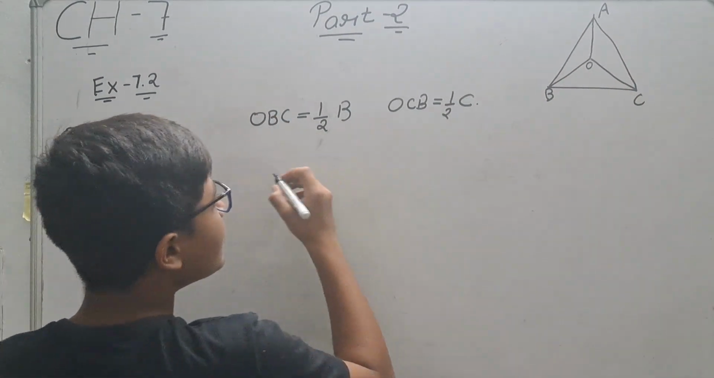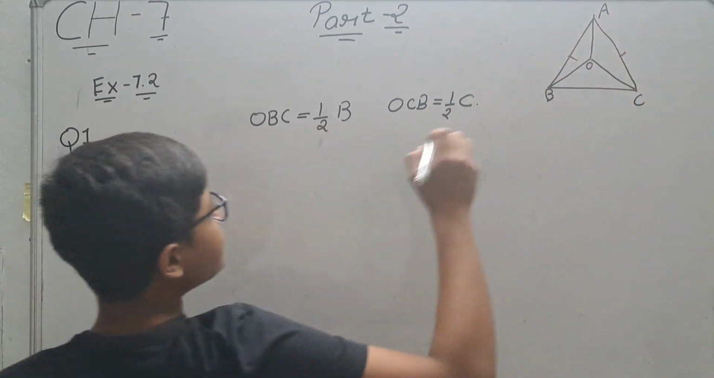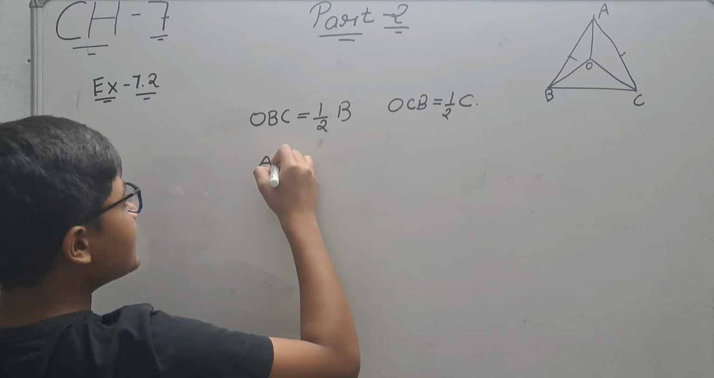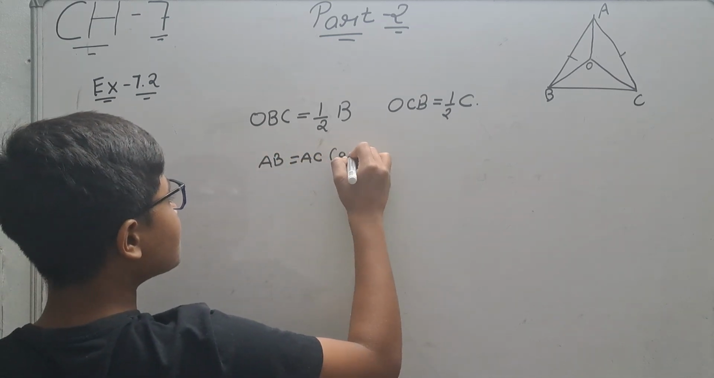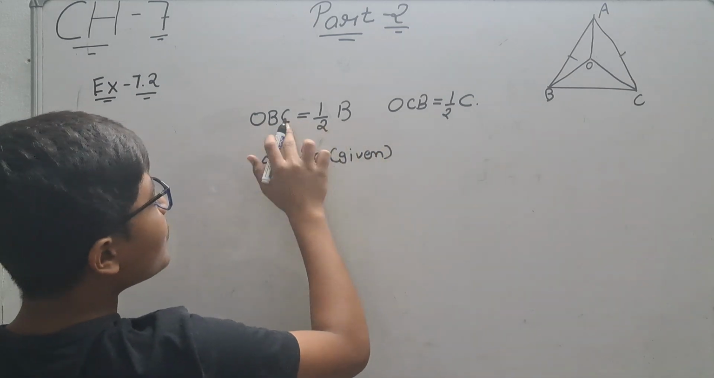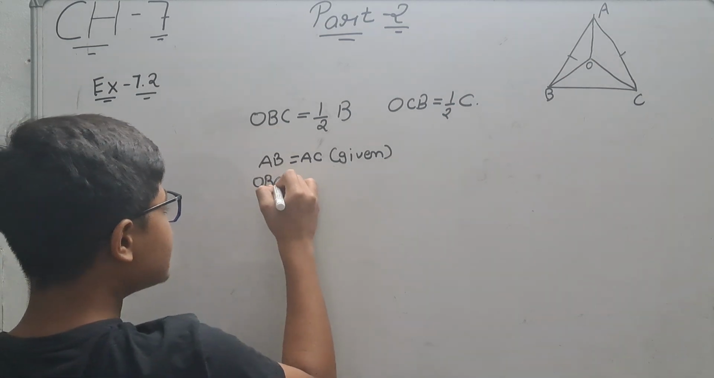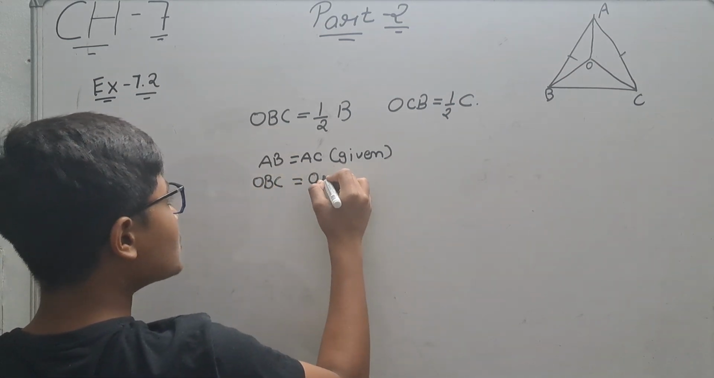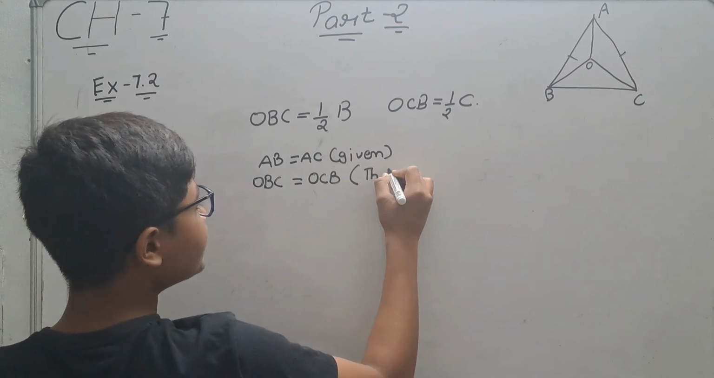So how will we prove? In the question it is given that AB is equal to AC. That is given. Now the second thing, OBC and OCB both are equal, by Theorem 7.3.